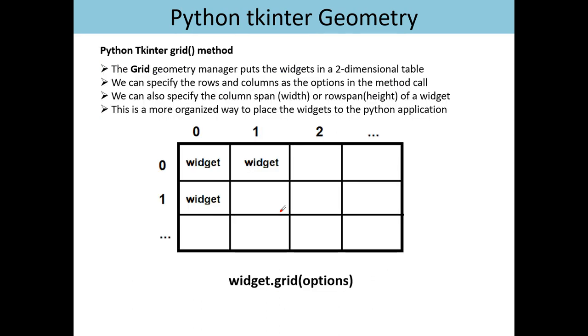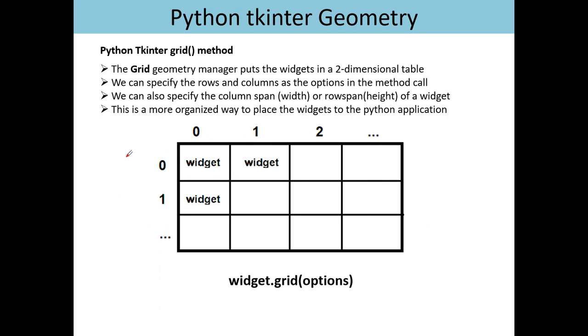Now coming to the grid. In Java, similar things were there, this positioning, layout designing. So what is grid? Grid usually looks like this: 0, 1, 2, 3. These are the indexes, these are the row indices, and these are the column indices.